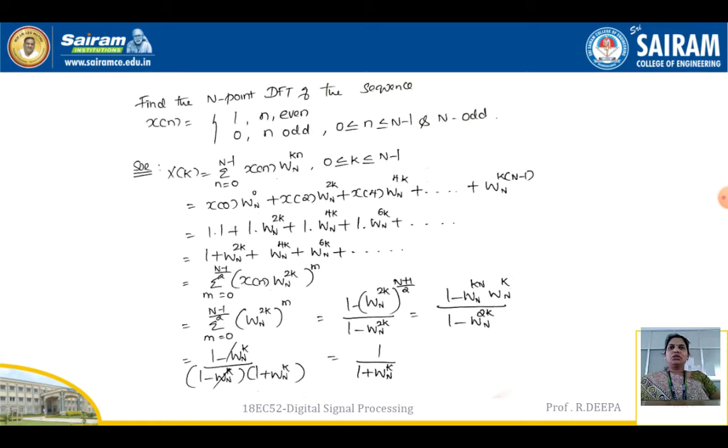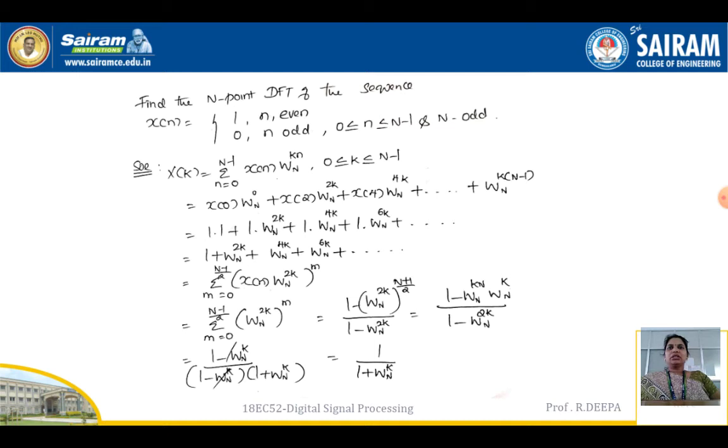So let us move on to the next problem. Find the N-point DFT of the sequence x(n) equal to 1 where n is even and 0 where n is odd, and n ranges from 0 to N-1, and capital N is an odd number. So let us solve this problem.